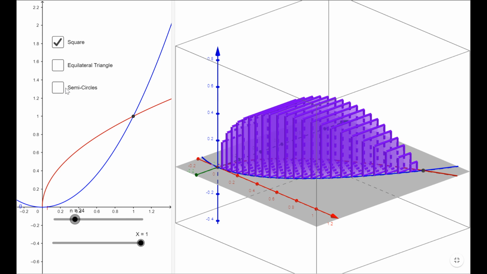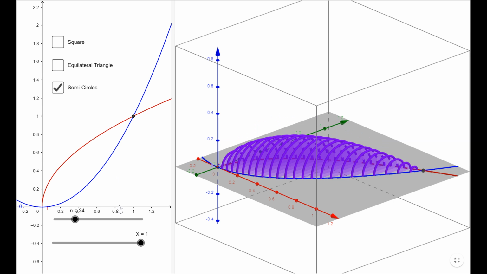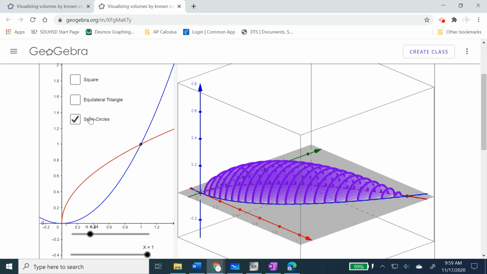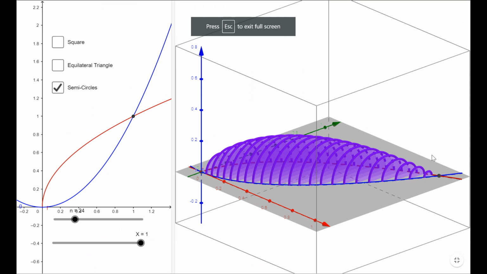Then we also have an example of equilateral triangles. That's another shape that they like to do. And then there's also some semicircles on here. But the way this is made, I at least don't know how to change the functions that are involved. I have another one that you can look at where you can change the functions.